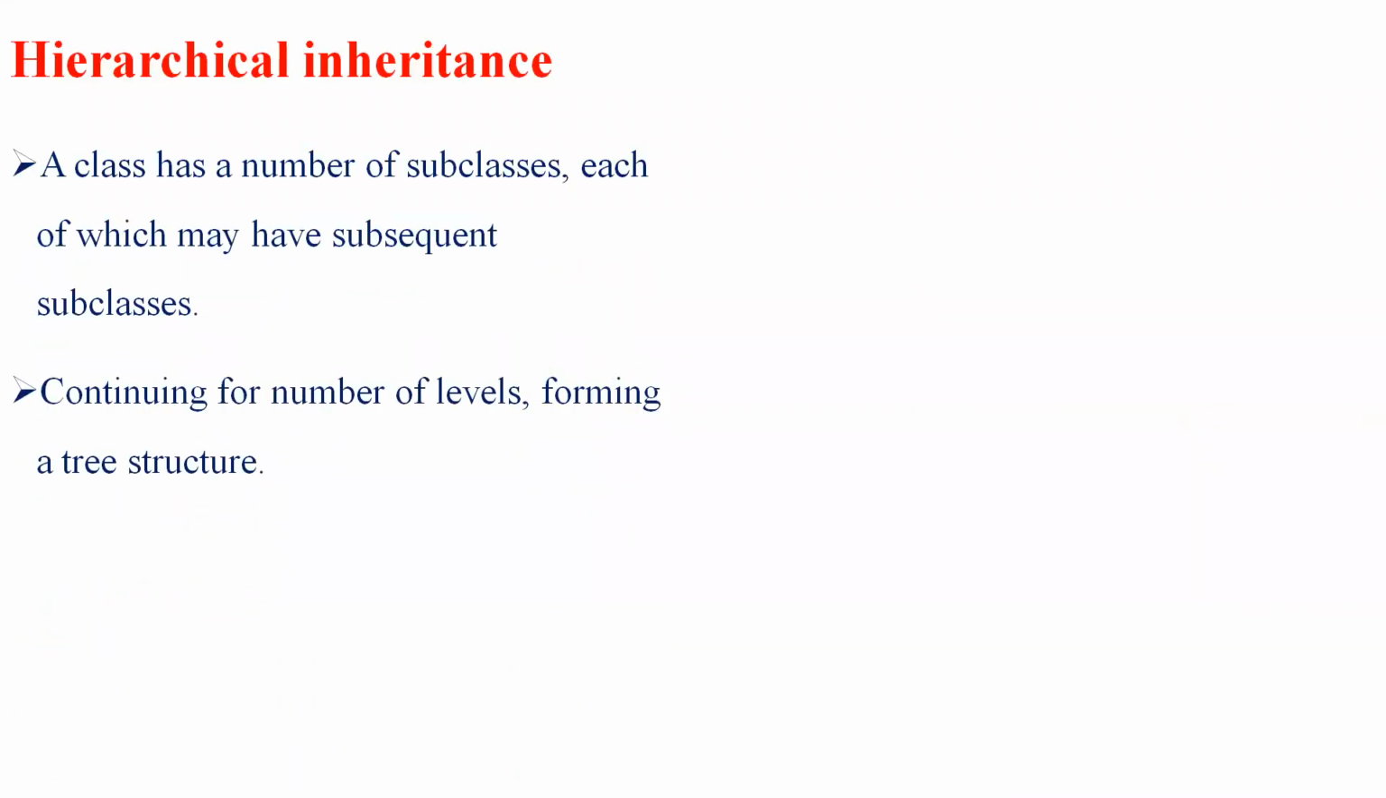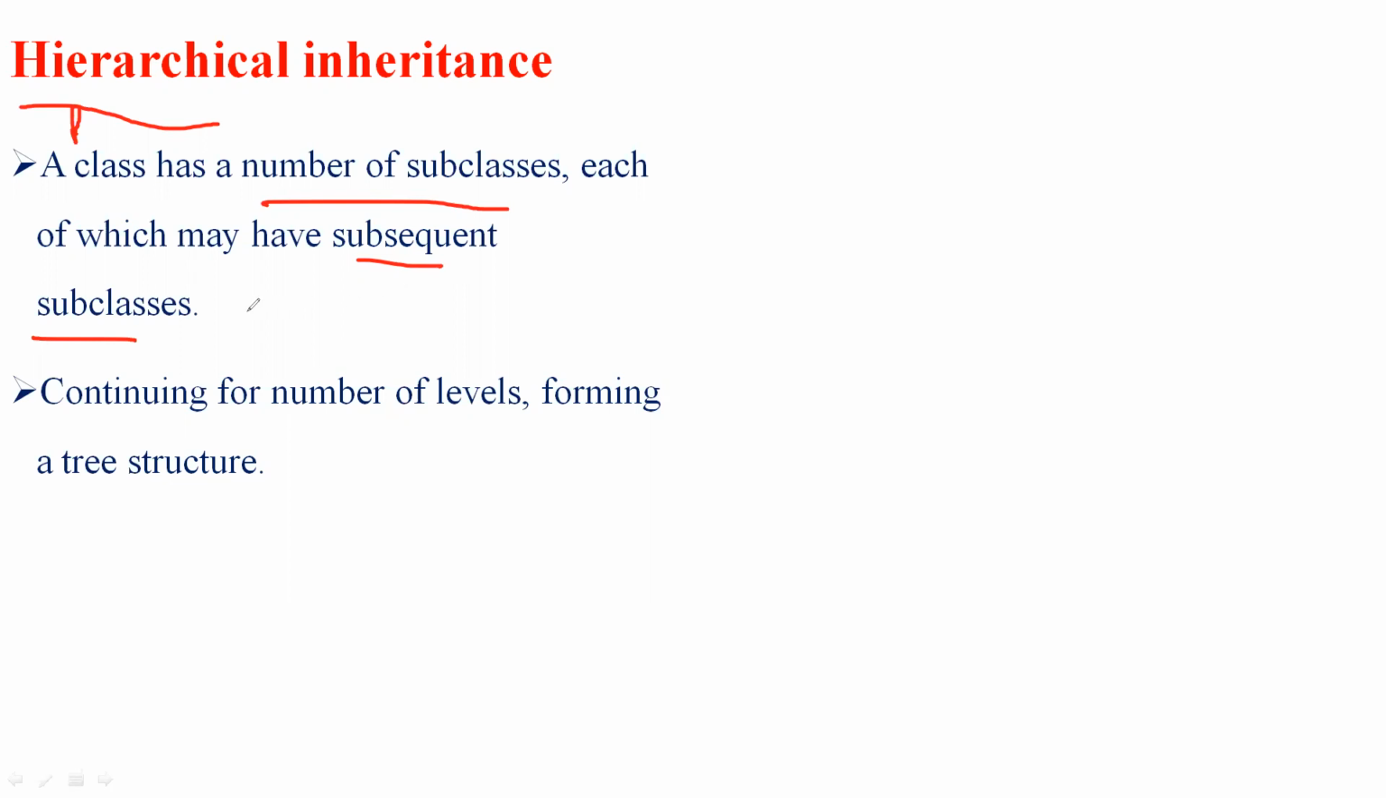Next we have hierarchical inheritance. As the name itself suggests, it will form a hierarchy or a tree-like structure. In hierarchical inheritance, a class has a number of subclasses, each of which may have subsequent subclasses. So a superclass or parent class will have n different child classes, and each child class will have subsequent subclasses. Continuing for a number of levels, it will form a tree structure.